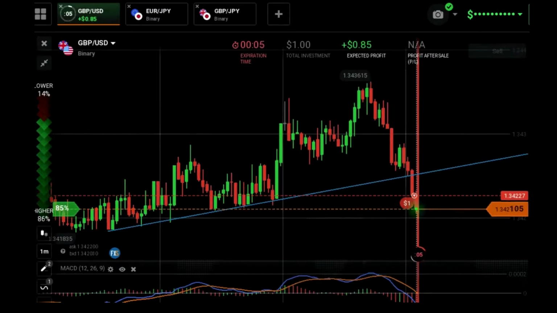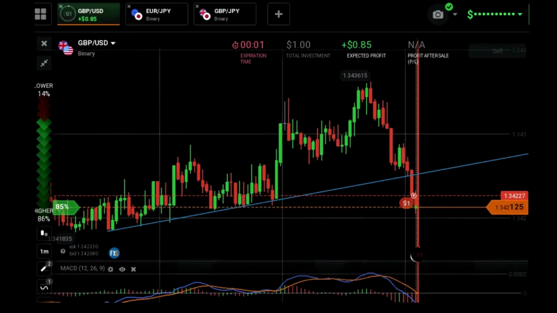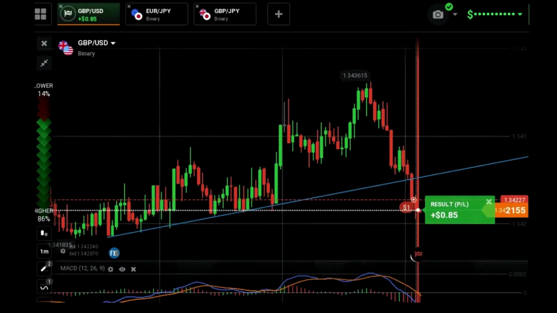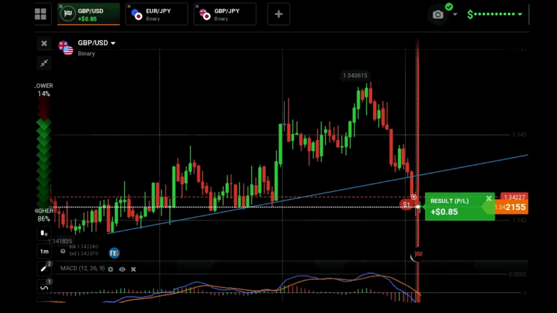As I promised guys, the reason I took this trade is because the trend line had broken and the MACD had crossed below 0 to turn negative. That is why I won this trade.